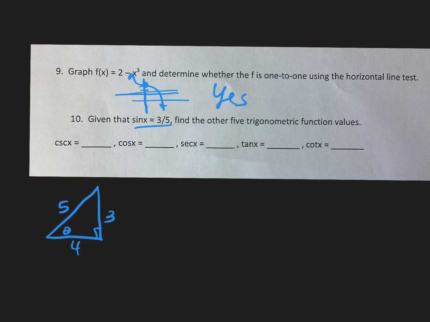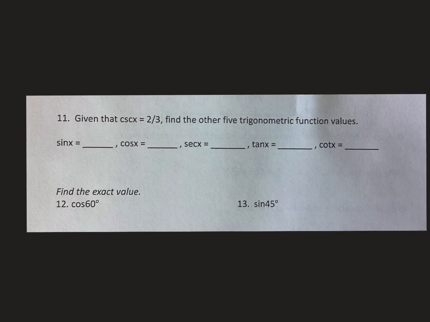So if sine is 3/5, cosecant is the reciprocal. Come back to the triangle. Cosine is adjacent over hypotenuse, which would be 4/5 because adjacent is right beside it. Secant's the reciprocal of that. Tangent's opposite over adjacent, which is 3/4, and cotangent's the reciprocal of tangent, so it's 4/3. Hope that's good.